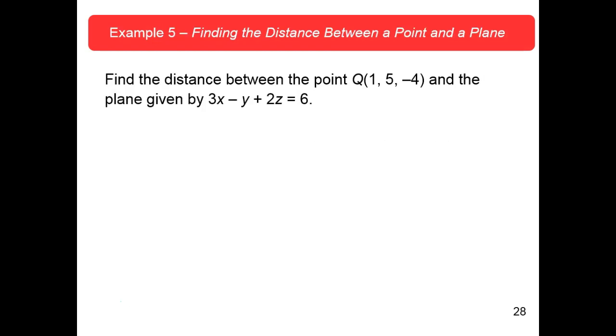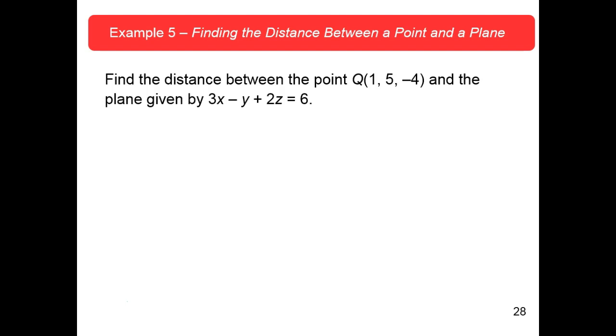So now we're ready to do example 5. Find the distance between the point Q, 1, 5, negative 4, and the plane 3x minus y plus 2z is equal to 6. Now they've gone back and written it the way I like to write it.